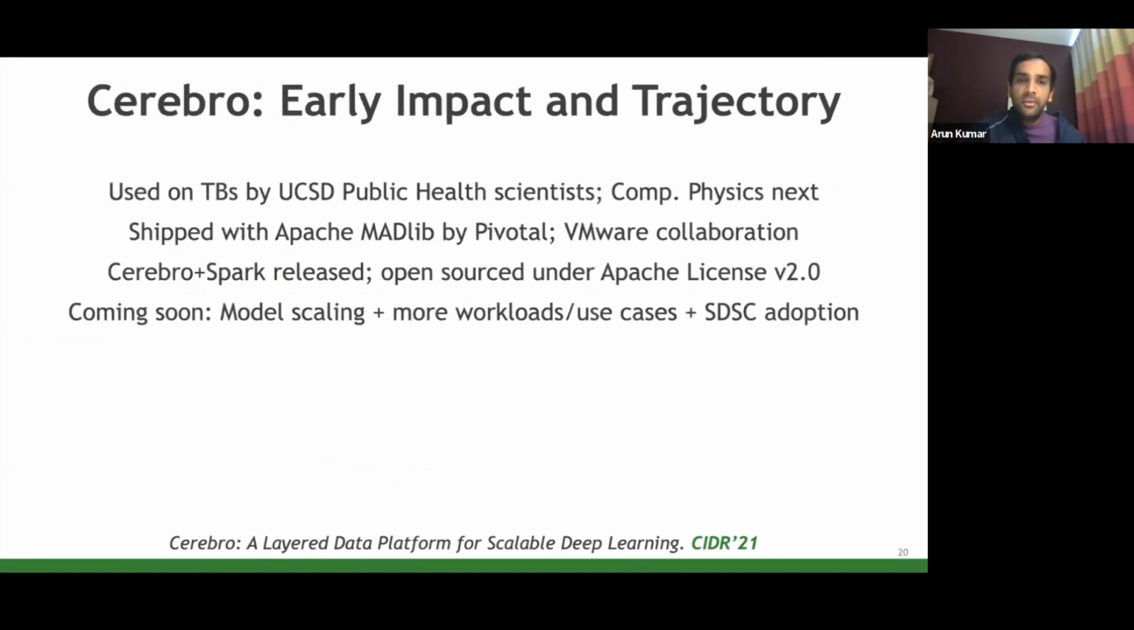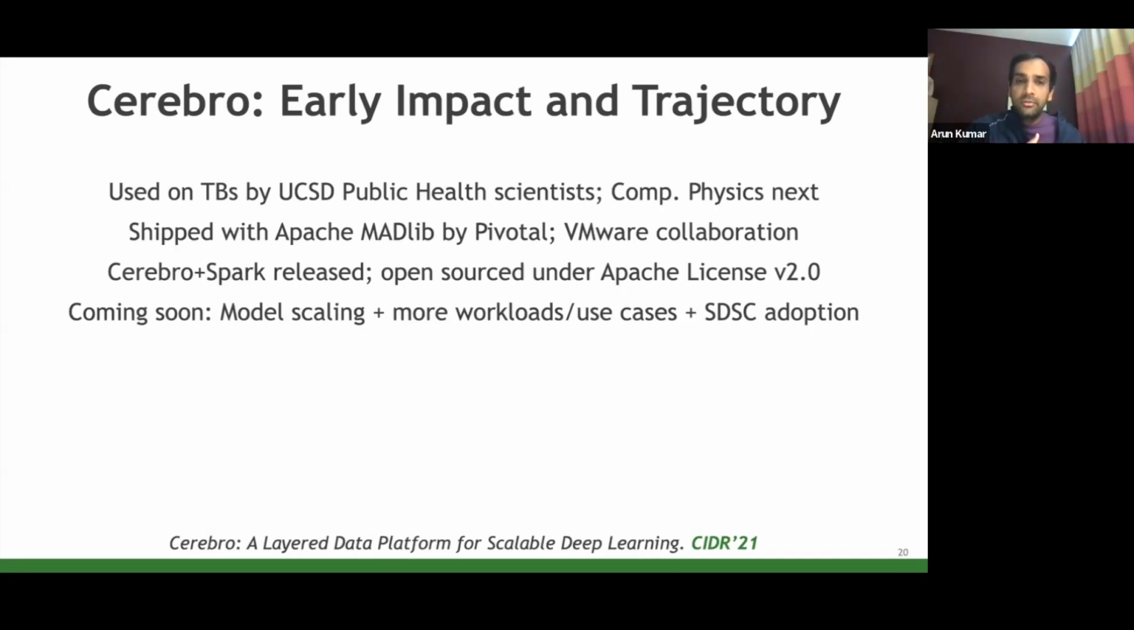Now, Cerebro has been used so far by public health scientists, like I said, here at UCSD, on terabytes of accelerometer data. We've published 4 public health journals based on this. The models built with Cerebro are the state of the art in their field now. Other domain scientists are using it across the US and Australia and so on. We're also collaborating with computational physicists to apply some of these techniques in their context for fluid dynamic simulations.